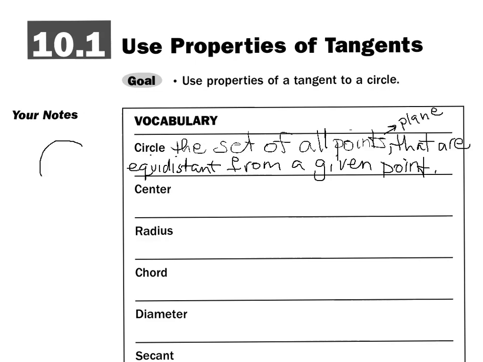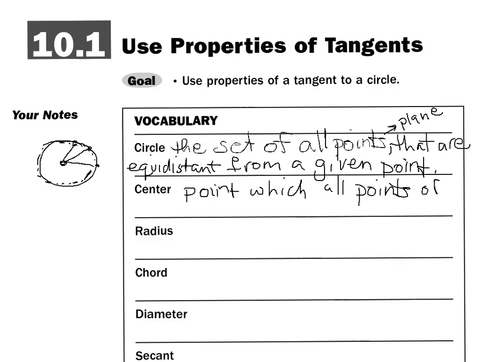So all that means is you have a given point. All these points around here make up a set, and this set of points is a circle. The center is the point which all the points of the circle are equidistant from.